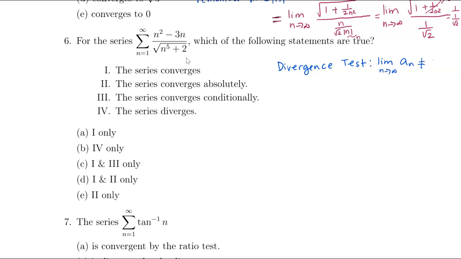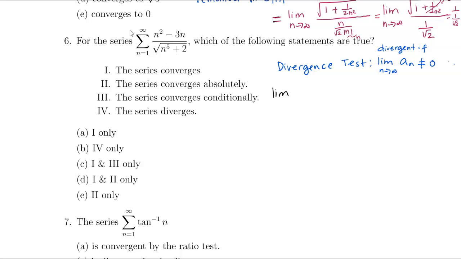You just want to make sure that the answer is not 0. If the answer is 0, there's no conclusion. If the answer is not 0, it is divergent. So divergent if the limit of a sub n is not 0. So go ahead and determine whether the series is divergent using the divergence test.